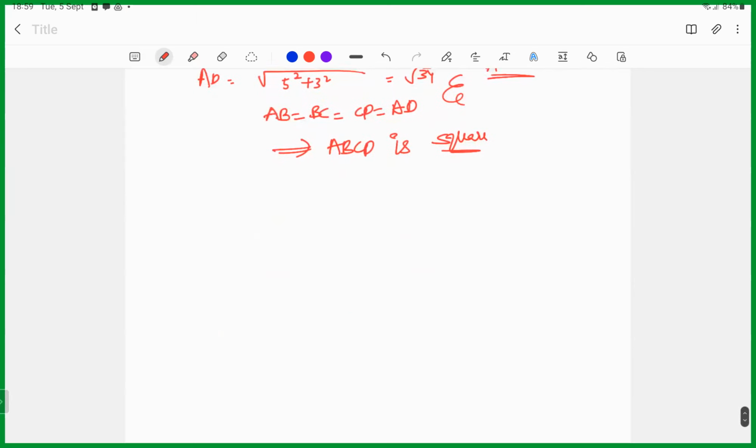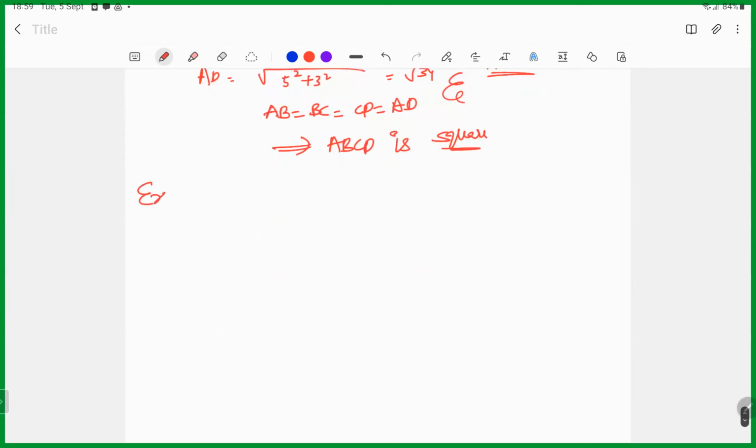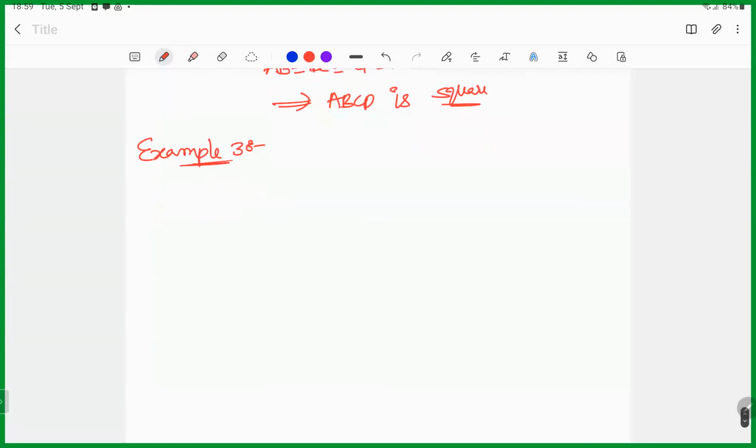Let's see example 3. There is a figure given. First, let's plot it on the graph. Where are point A, point B, point C? Don't forget to bring the graph.